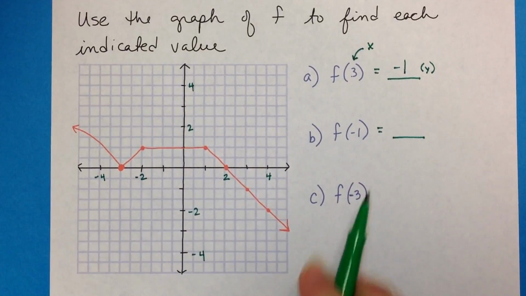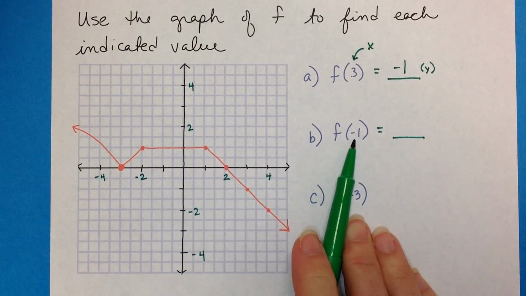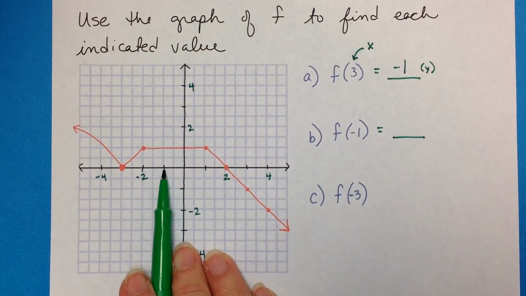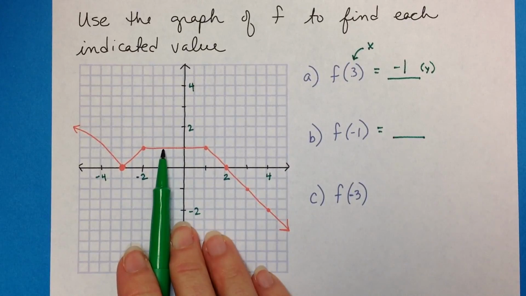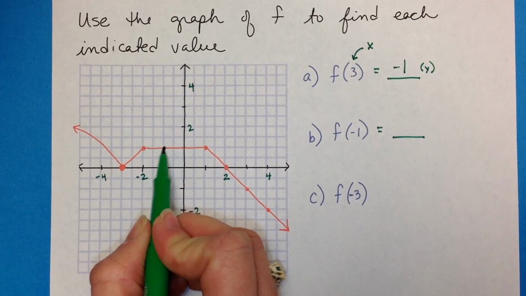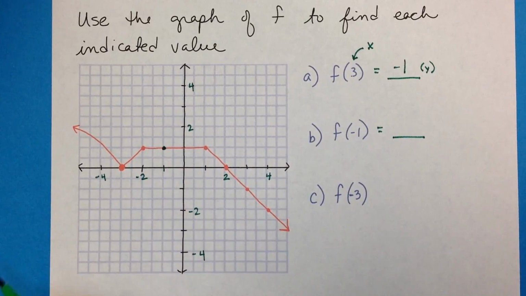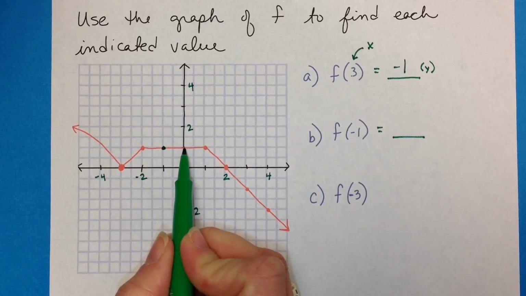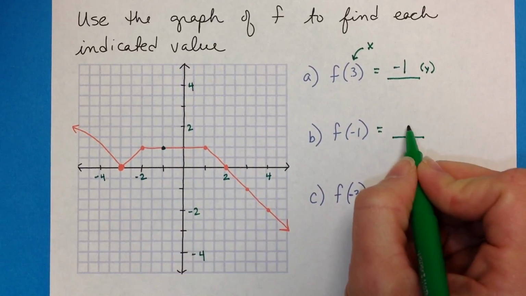Okay, another one. This time I want to know f of -1. Again, on my x-axis, I go to -1. This time I'd have to shift up to my graph. I don't have that point marked, but that point is there on the graph. I just didn't have it marked. Go over, and your y value is +1.